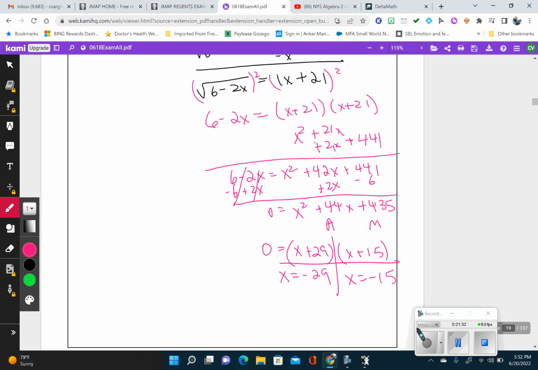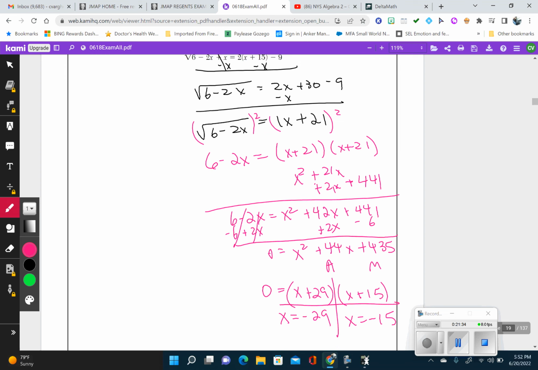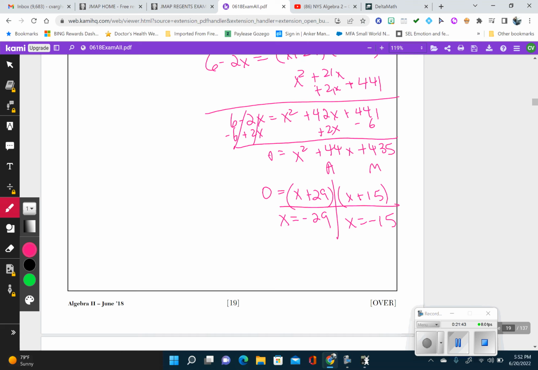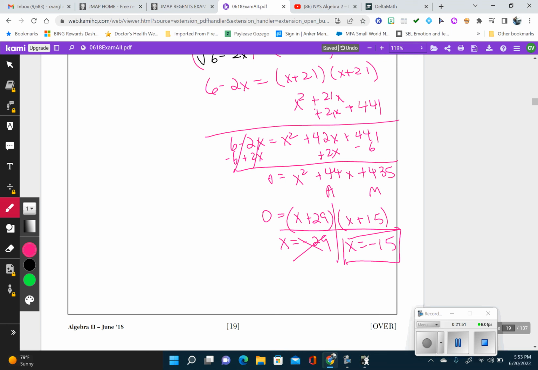So the negative 29 actually does not work, and you could plug that back in. I could show you that real quick. But if you take the negative 29 and you plug it in here, it will not equal this. It's going to give you a negative value, which is not true. So the only answer that makes sense is x equals negative 15. Do it, please. Don't just take my word for it. But the negative 29 does not work.